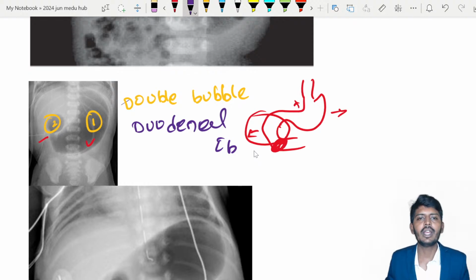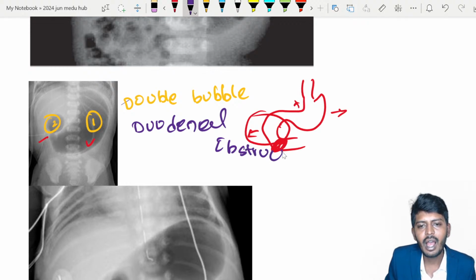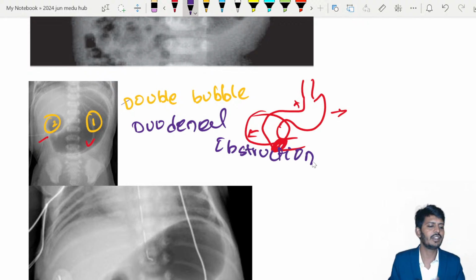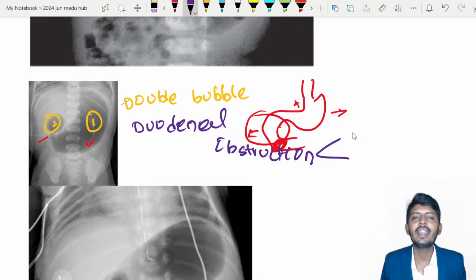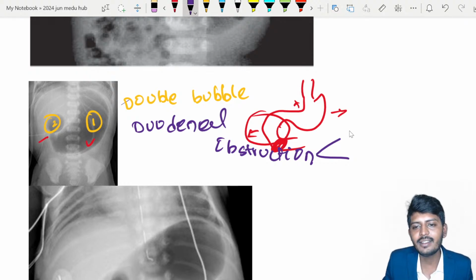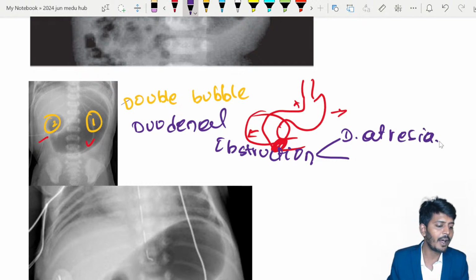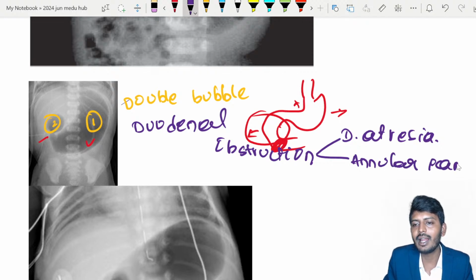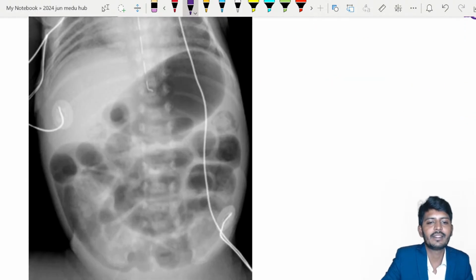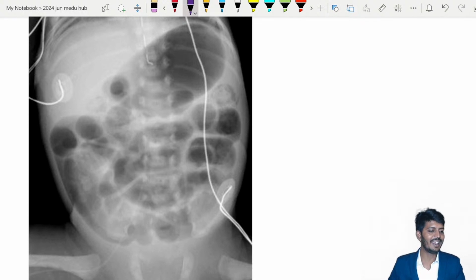Now look here, duodenal obstruction. Duodenal obstruction is usually caused by two important diseases. Remember, one is the very important duodenal atresia. Just like how esophageal atresia occurred, by absence of formation, like that only is duodenal atresia. Along with that, one more condition is there, annular pancreas. So annular pancreas and duodenal atresia are two important conditions which will create a double bubble sign. Here you can notice very clearly.